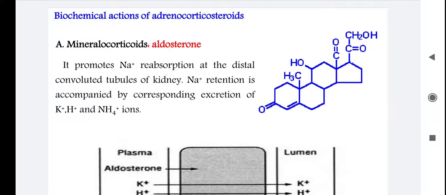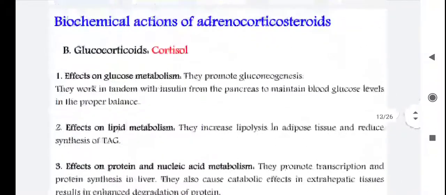Biochemical action of adrenocorticosteroid hormone. First, we are going to talk about the function of mineralocorticoids, aldosterone. Aldosterone promotes sodium reabsorption at the distal convoluted tubule of the kidney, with sodium retention accompanied by corresponding excretion of potassium, hydrogen, and ammonia in exchange for sodium. So, mineralocorticoids are responsible for the retention of sodium and excretion of potassium, hydrogen, and ammonia ions.